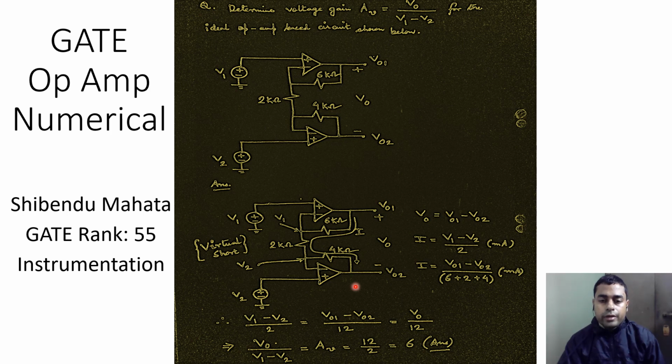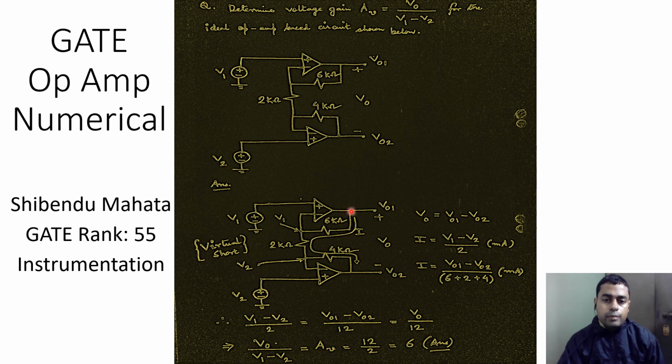And therefore we can formulate the expression for this current I. Let's say this is the start node and this is the end node, so it can be formulated as voltage divided by resistance. The voltage difference will be V01 minus V02, and the resistance of this entire path will be 6 kilo ohms in series with 2 kilo ohms in series with 4 kilo ohms. So this will be 6 kilo ohms plus 2 kilo ohms plus 4 kilo ohms, and therefore the current I can be denoted as V01 minus V02 divided by 6 plus 2 plus 4, which is equal to 12 kilo ohms.